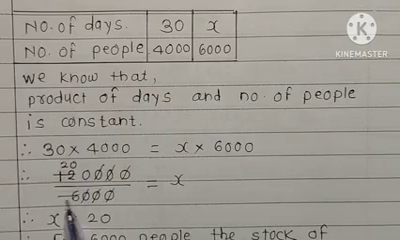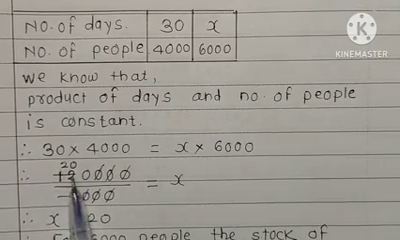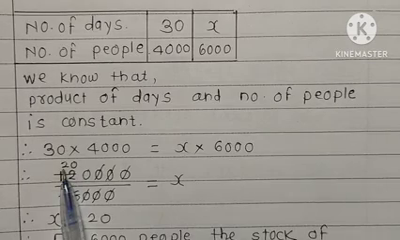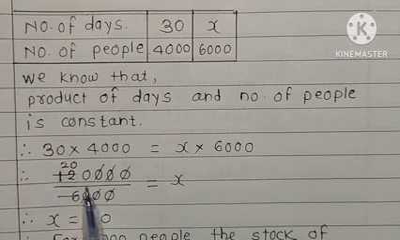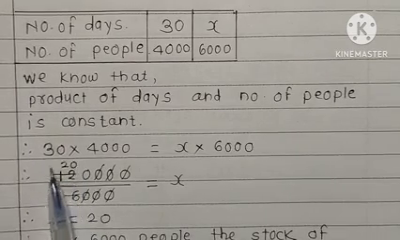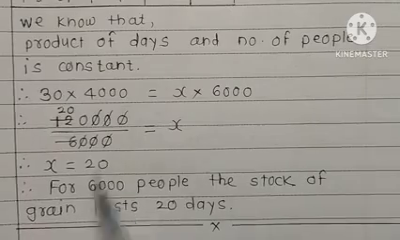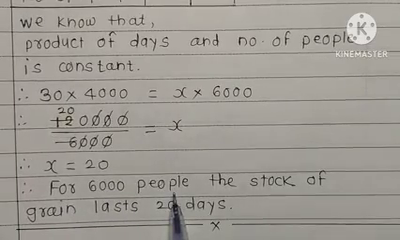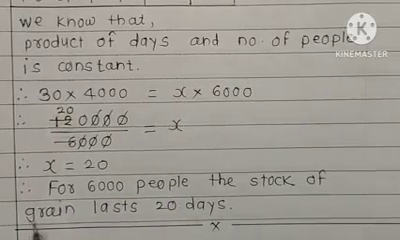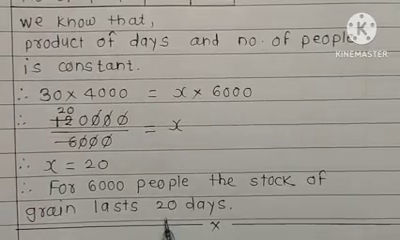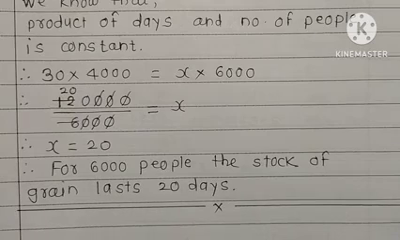So simplify. 6 1s are 6. 6 2s are 12. This 0 as it is. That means 20. So x is 20. For 6,000 people, the stock of grain lasts 20 days.